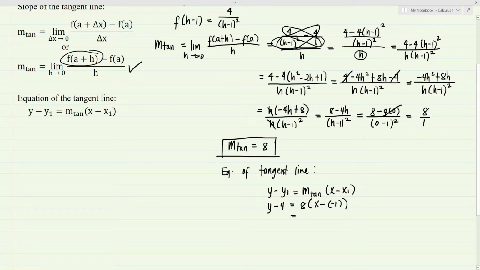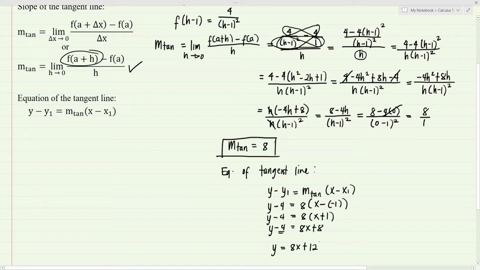So let's simplify. I can distribute 8. Before I distribute 8, I would have 8 multiplied by x plus 1. Then copy the left side. I can now distribute 8 to this factor, so I would have 8x plus 8. Then on the left side, y minus 4. So the final answer in slope-intercept form would be y equals 8x plus, if I transpose negative 4 to the right side, 8 plus 4, and that would be equal to 12. So the final answer here is y equals 8x plus 12.